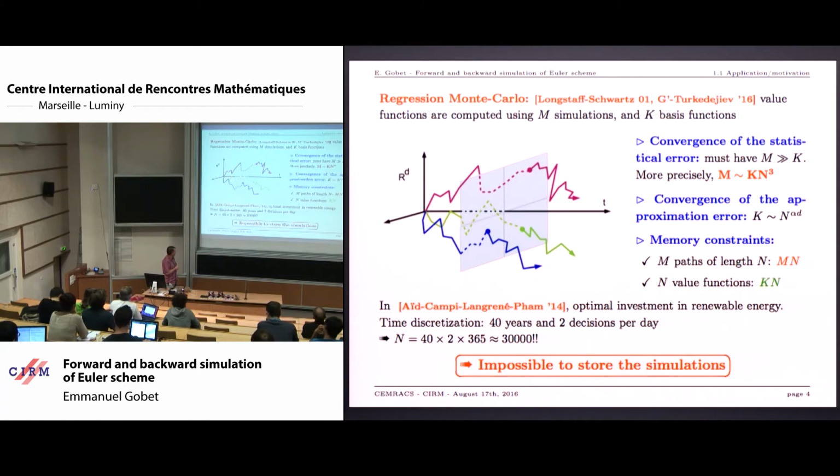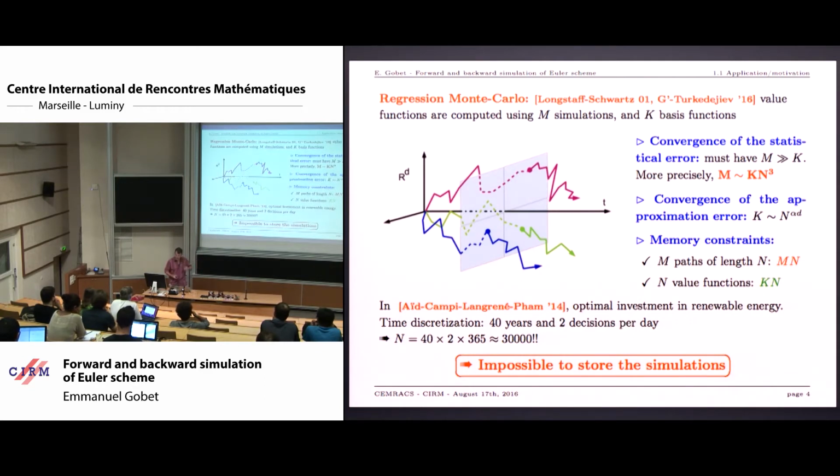So the number of dates they have to handle simultaneously was 30,000 dates. And then you multiply these dates by the number of simulations you have to cope with. So at the end, you have just something huge, and they were not able to store all the simulations on the computer. So theoretically, this is the way you should tune the parameters, but in practice, you cannot store the simulations, so you cannot run the code for these regression Monte Carlo techniques.